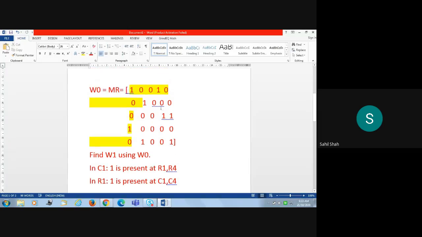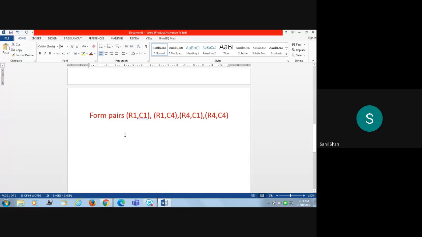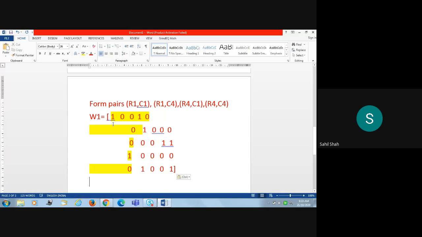Are you getting my point? Whether it is clear what I am saying? If it is not clear, nothing will be clear about this transitive closure using Warshall's algorithm. Let me know if anything is unclear. So what we are doing? We are changing this 0 to 1. This change has happened because of this newly added pair. You might be thinking of why I am not adding others, because there is no need, those are already present, R1 C1, R1 C4, R4 C1. Am I clear? Okay.